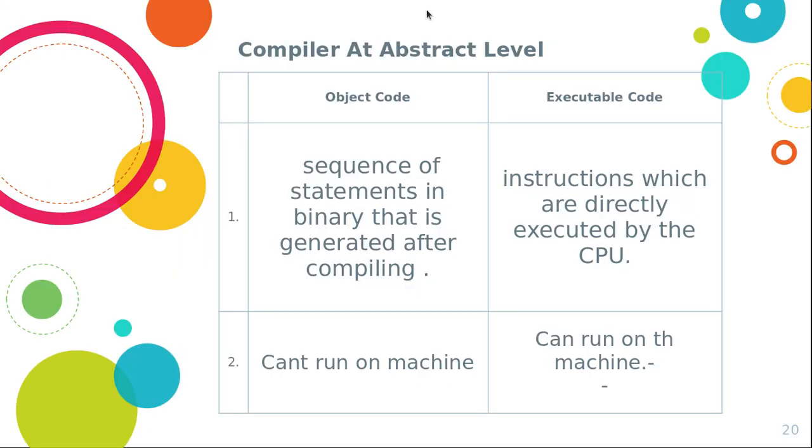So what are object code and executable code? The sequence of statements in binary that is generated after compiling is known as object code. It cannot run on a machine. Executable code, instructions which are directly executed by the CPU, is known as executable code. It can run on a machine.